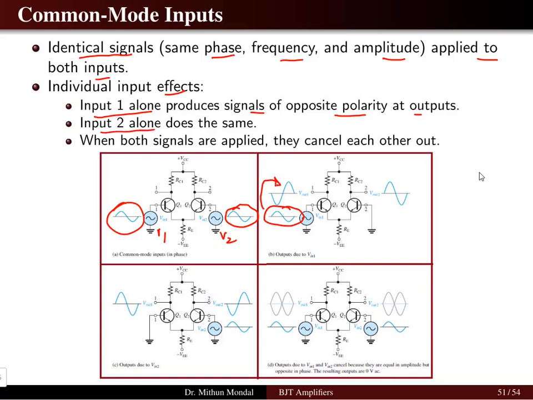Input 2 alone does the same. So here you have input 2 and the first one is grounded at 0 volt. So again this is inverted. When both the signals are applied, they cancel each other. So in common mode, you will be getting cancellation of the output due to the inversion of the input signal at the output terminal.